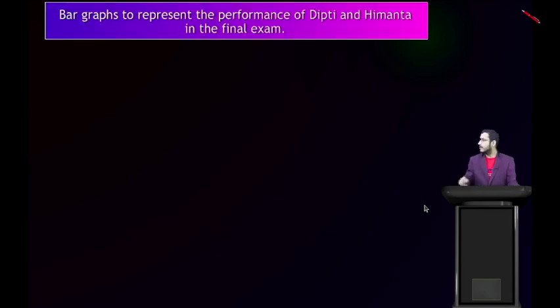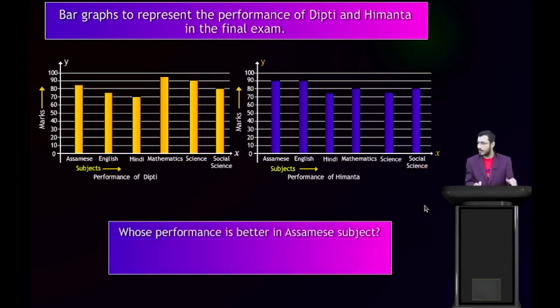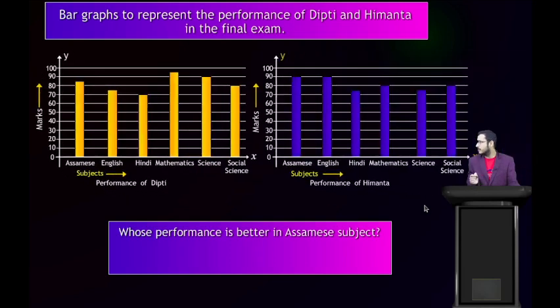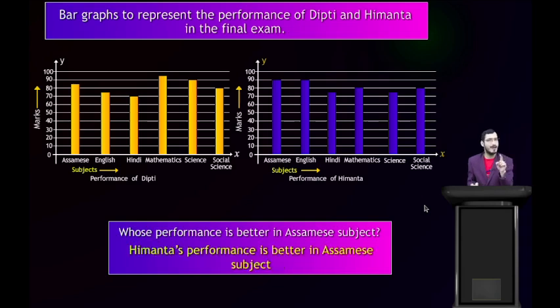Now bar graphs to represent the performance of Deepti and Himanta in the final exam. So let's see the graph here. Bar graph of Deepti and bar graph of Himanta. Performance of Deepti, performance of Himanta. Now, if I ask you whose performance is better in Assamese subject, can you tell me? We can find out the answer by using the graph here. In Assamese, Himanta got 90 marks and Dipti got 85 marks. So 85 is less than 90. So Himanta's performance is better in Assamese subject.